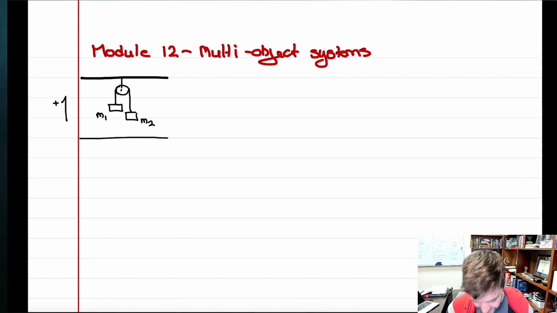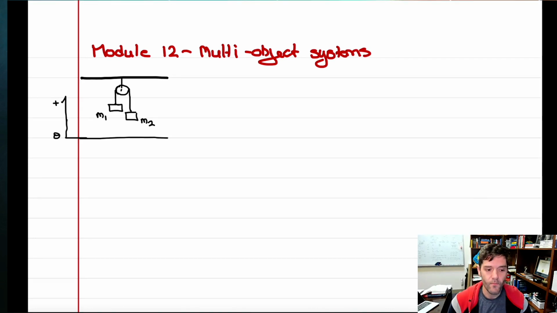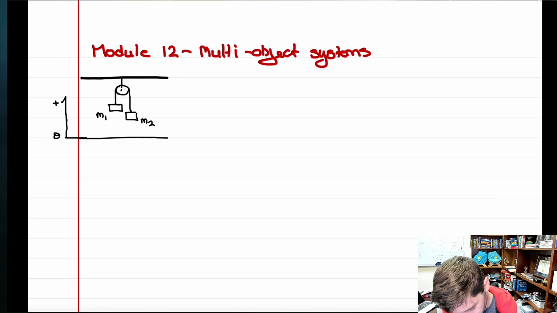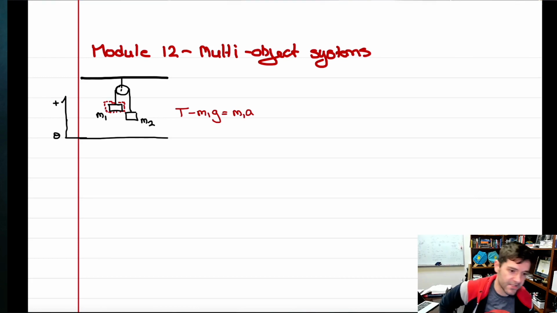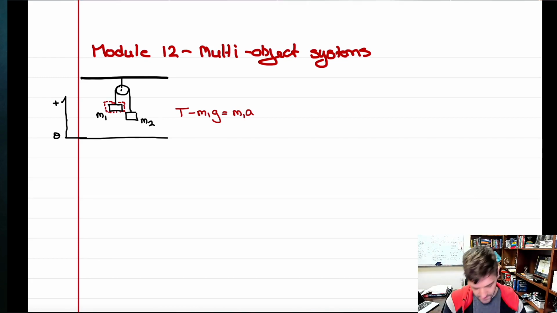Let's define up as positive. I'm going to put my origin as well at y equals 0. If we wanted to analyze the system of 2 boxes plus rope, I could start by first doing the first box. On M1, looks like there's going to be a tension pulling up, there's gravity pulling down, and that's going to equal the mass of that box times its resulting acceleration.